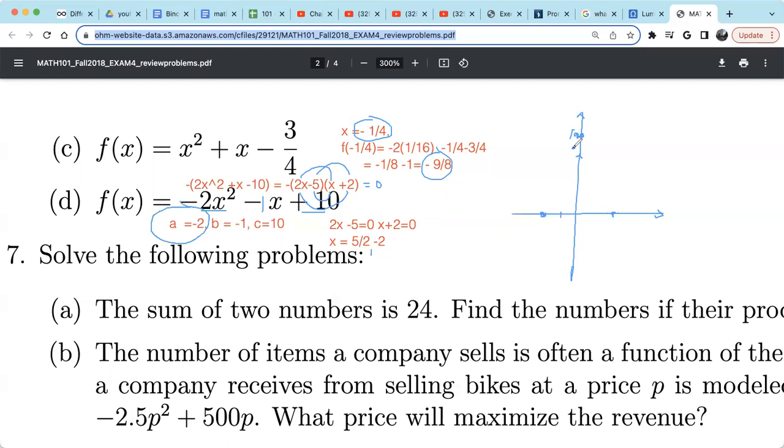I think I made some mistakes because the vertex cannot be lower than the y-intercept. The y-intercept is 0, 10 already marked over there. So the vertex has to be higher than it. Let's see, x equals to negative b over 2a. Yeah, that's right. Negative 1/4 is right. So negative 1/4, then we have negative 2 times 1/4 squared, which is 1/16. That simplifies to be negative 1/8.